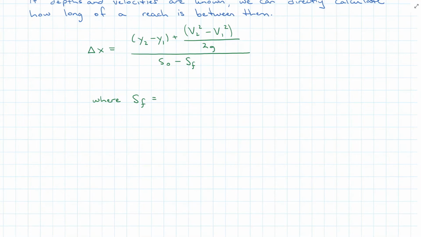We can use Manning's equation to estimate the friction slope, which is going to be Manning's coefficient squared times the average velocity of the two points squared, all over that K factor for Manning's equation squared and the average hydraulic radius raised to the 4/3.